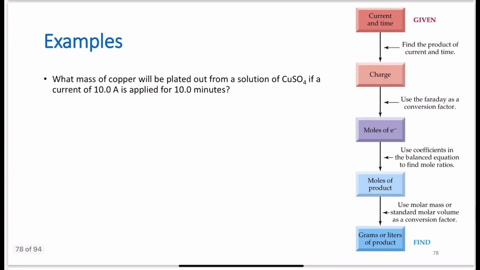Let's work some examples. This is the general pattern that you will be given. If you're given current and time, find the product of current and time. That gives you charge. Use Faraday as a conversion factor to get moles of electrons. Use the coefficients of the balanced equation to find the ratios, moles of product. Use the molar mass or standard molar volume as a conversion factor to get grams or liters of product.